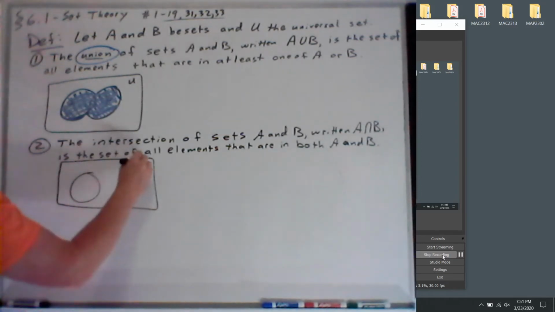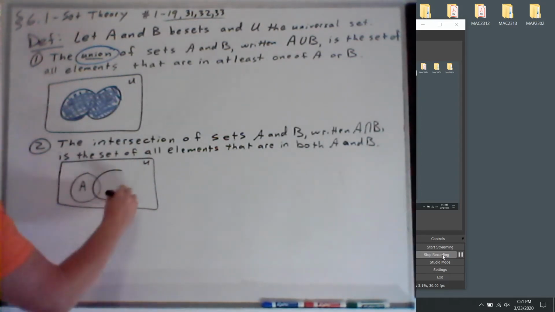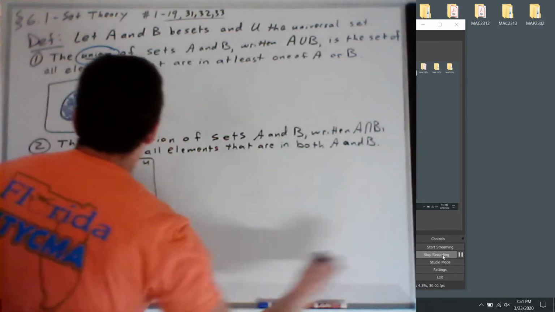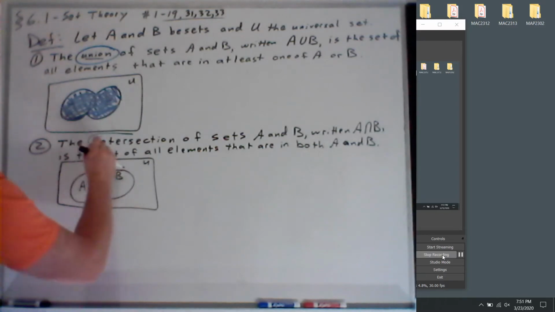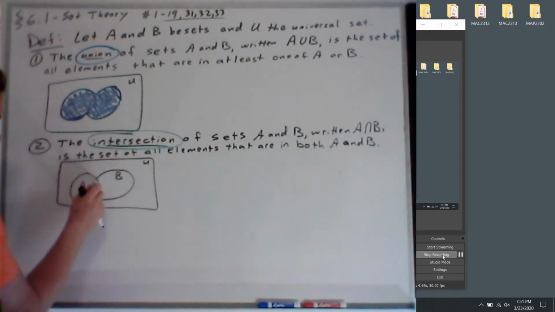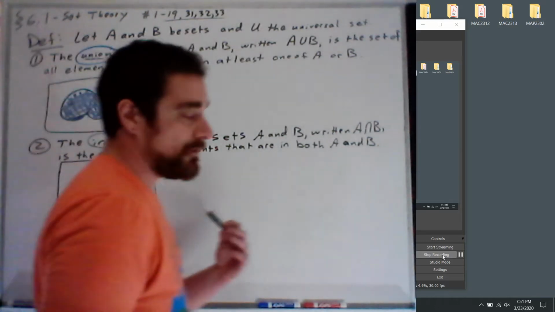So again, here's our universal set. Here's our set A. Here's our set B. If we're looking for their intersection, think about the intersection when you're driving your car. You come to an intersection, that's where the traffic crosses. Same thing here. It's where the traffic crosses. It's the elements that are in both the set A and the set B. So we want to pick those up.